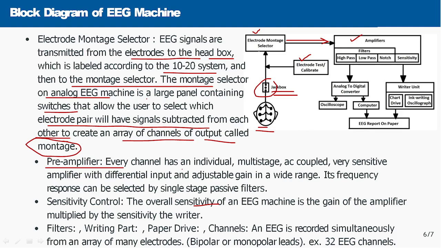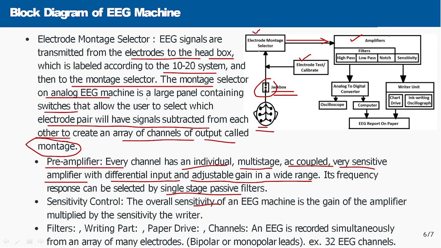Every channel has an individual multi-stage AC coupled and very sensitive amplifier. Every channel has its own pre-amplifier with differential input, because we are collecting the signal from two different electrodes and want to amplify it, with adjustable gain in a wide range. Its frequency response can be selected by a single stage passive filter. So we will have different types of filters here.